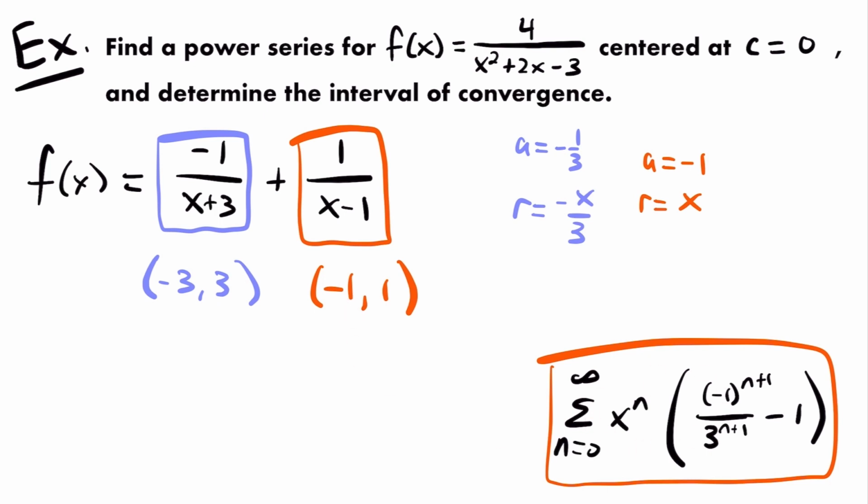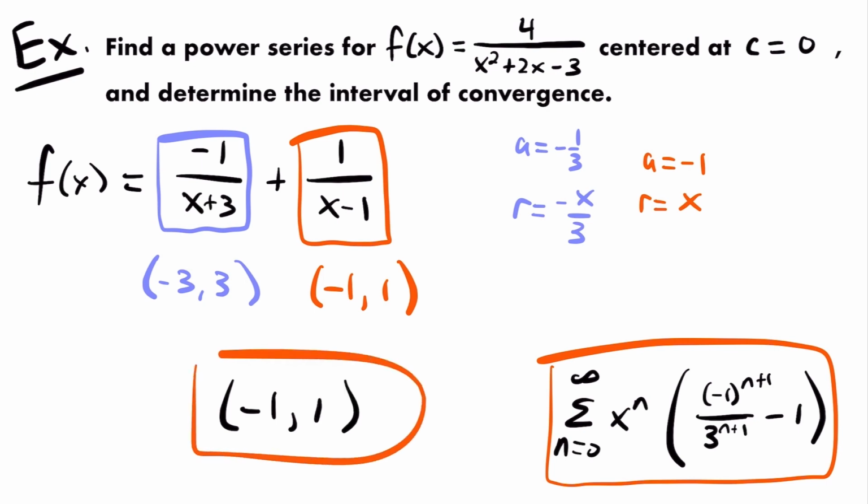All right, so our final answer is that the interval of convergence for the power series that represents this function is the values of x from negative 1 to 1. Okay, we're not going to include any of those other values from 1 to 3 or negative 1 to negative 3 because those values of x would result in a divergent power series for this partial fraction. All right, so since we combine those power series into one, we need that intersection of those intervals of convergence.